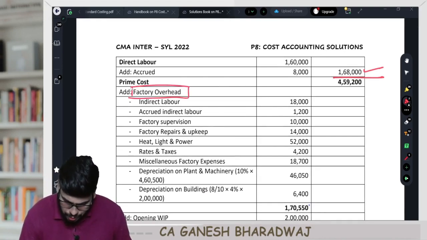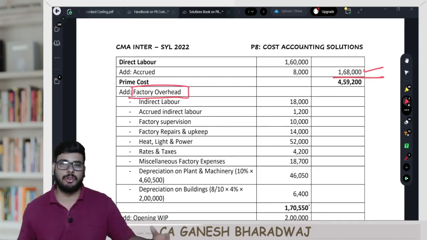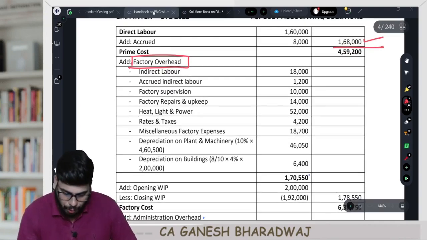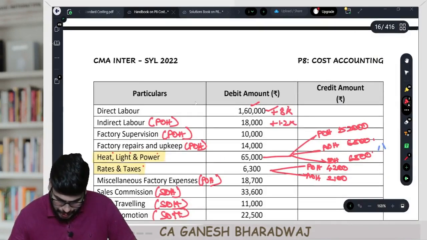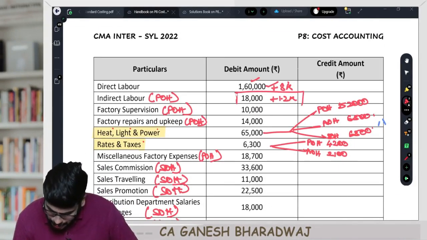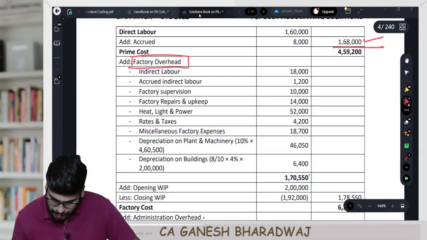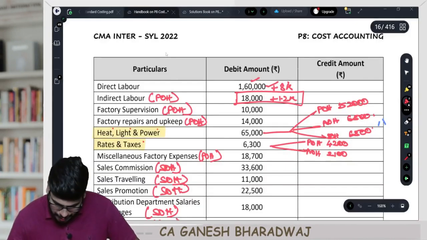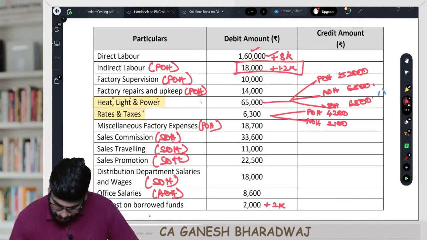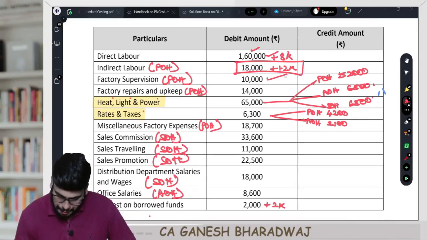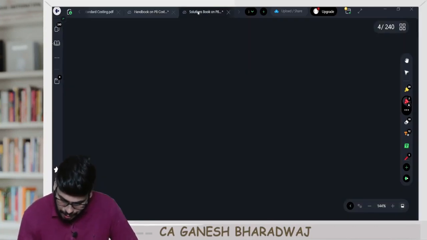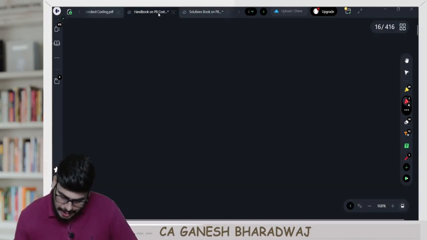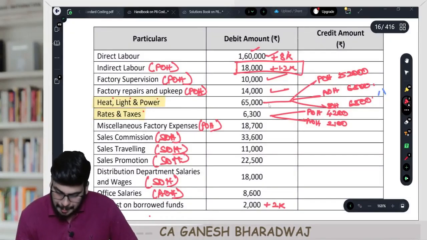Now, predominantly in most of the sums, there will be multiple components of this factory overhead. Now, what are the different components of factory overheads here? Look at this. So first, indirect labor, how much is it? 18,000 plus 1,200. Correct? Are you clear with this? Then, what other figure we've got? Supervision, 10,000 rupees. Factory repairs and upkeep, 14,000 rupees. Look at this, 10,000 and 14,000 rupees. Clear with this, guys?